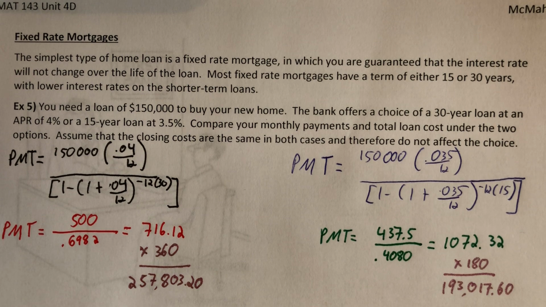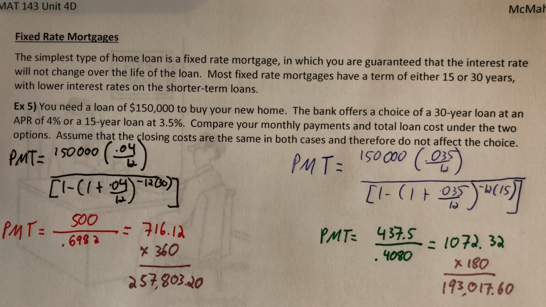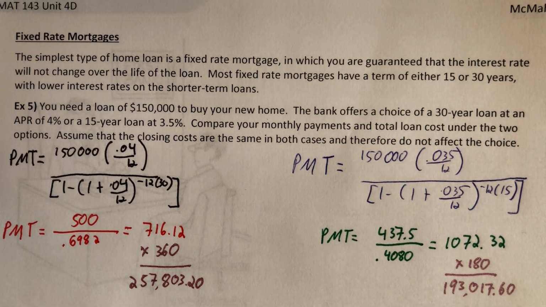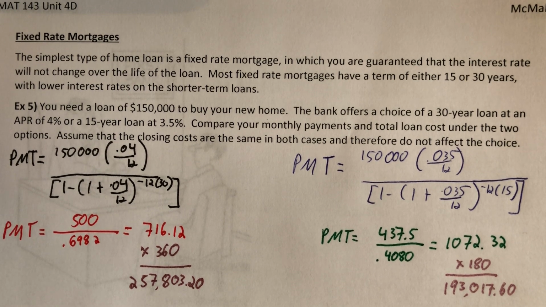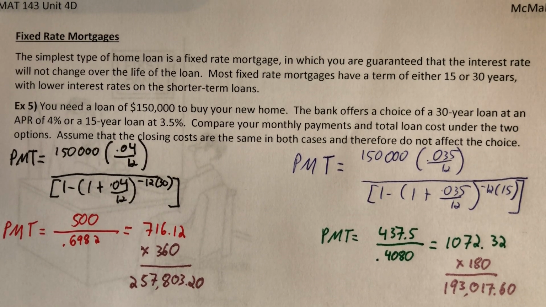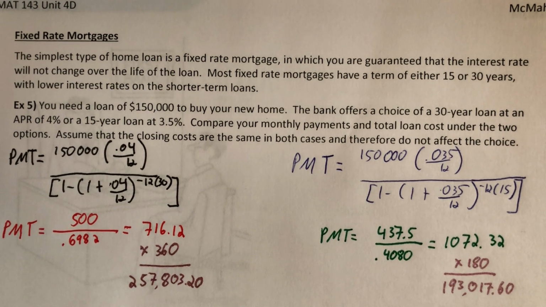A 15-year loan will have a lower interest rate than a 30-year loan, because once again, it's less likely that something's going to happen in 15 than it will happen in 30. Less risk, lower interest rate. That will mean a higher payment, so you got to be careful.